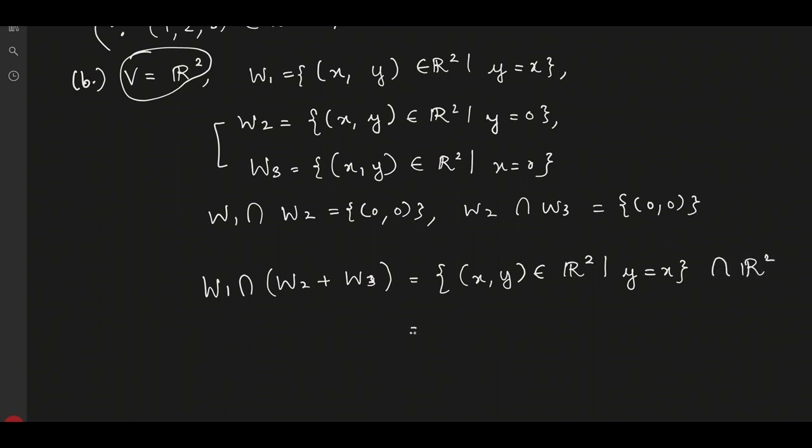So what will be its intersection? It will be definitely not equal to 0, no? And it was mentioned that it is equal to 0. So option B is also discarded. Lastly, option C. It was saying that W1 plus W2 is equals to W1 plus W3 implies W2 is equals to W3.